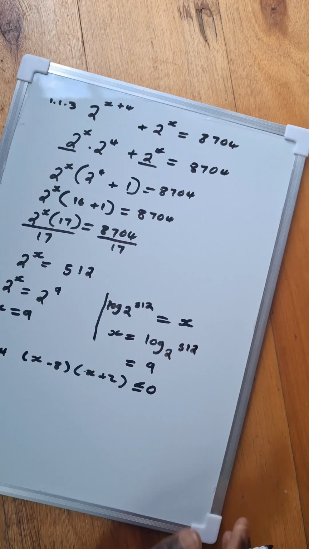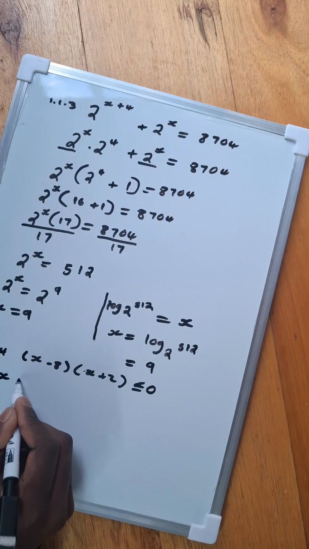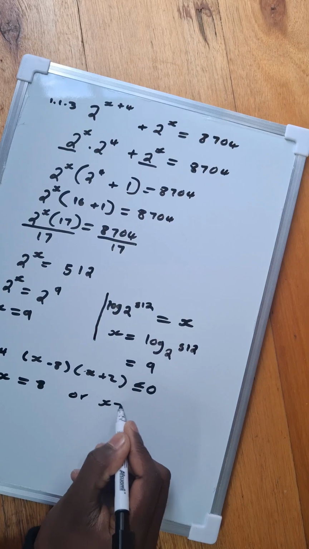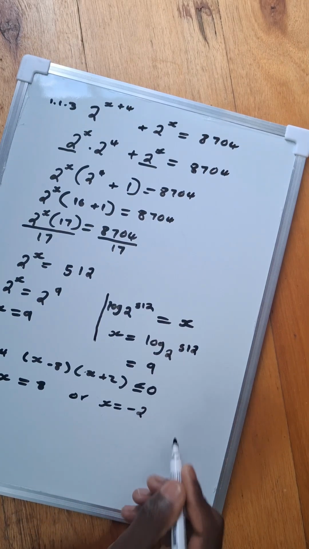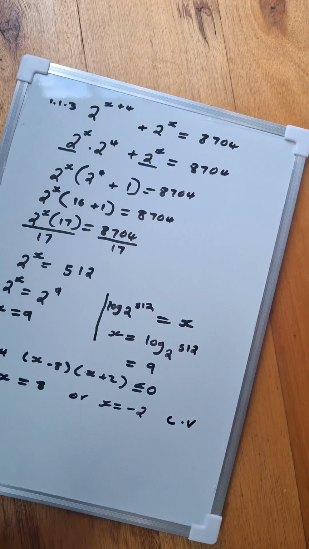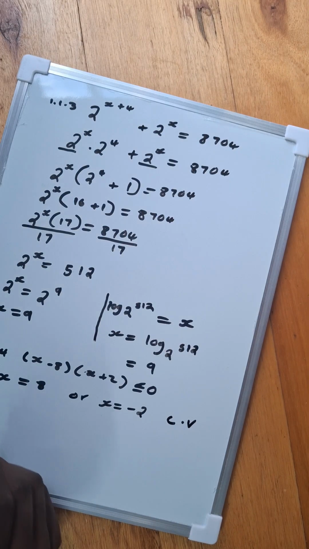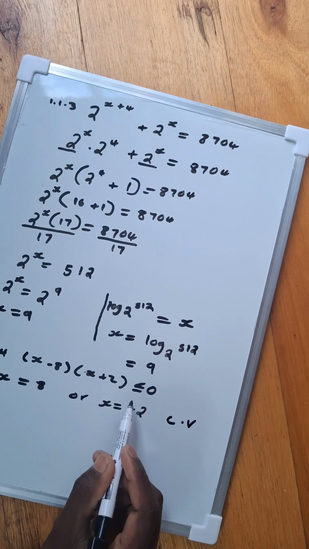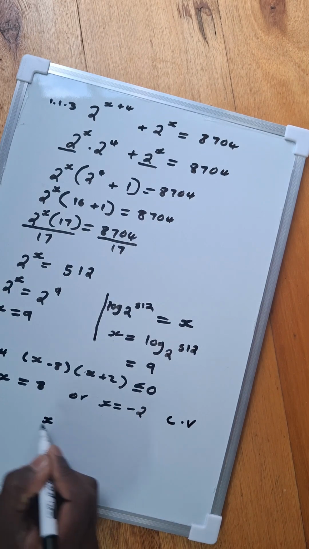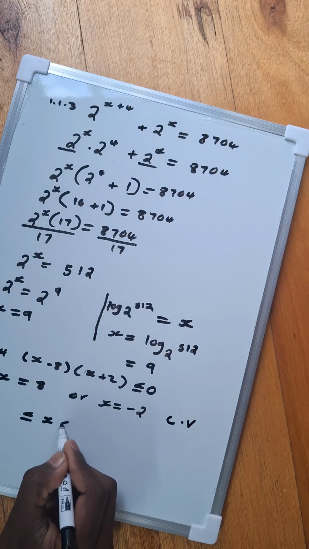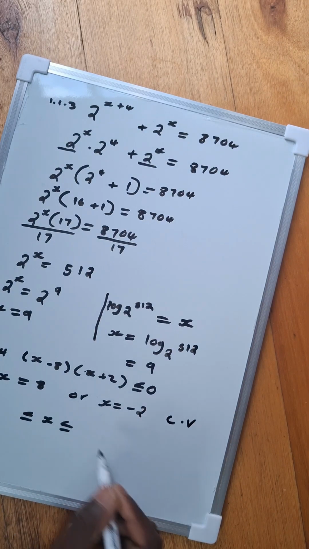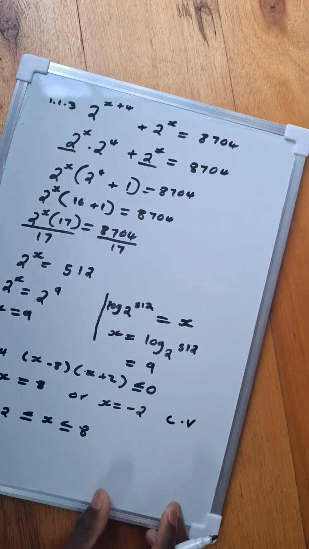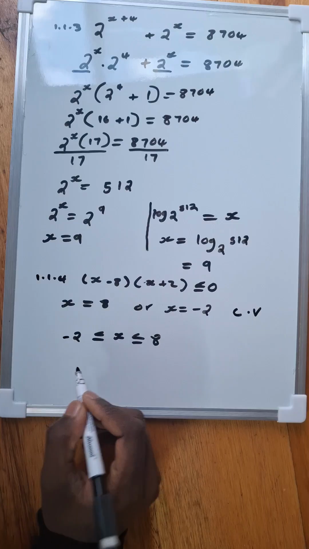So this one is an inequality, so we could just say x is equal to 8, or x is equal to minus 2. These are my critical values. Since it is less than or equal to, you just put your x in the middle. So the smallest number comes here, then the biggest number here. So you are done here.